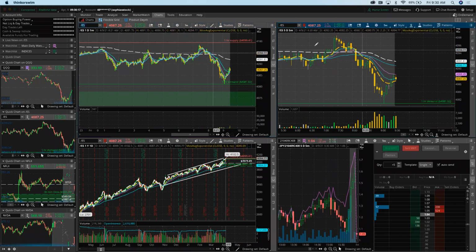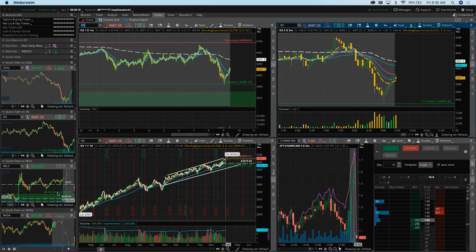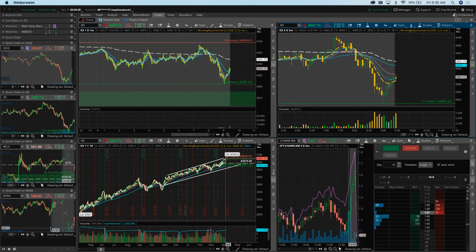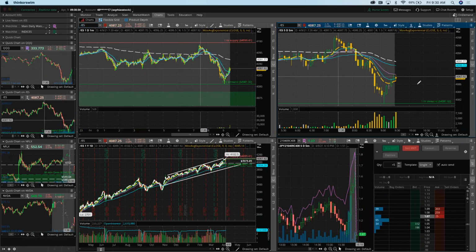So I have ES here. I'm watching the main ES chart. I'm watching Netflix over here. Netflix is actually coming to my demand zone. NVIDIA as well, the same thing. Let me move this up. NVIDIA is coming down. I'm looking for 559 on NVIDIA. Netflix around 550. So we might see a push up.